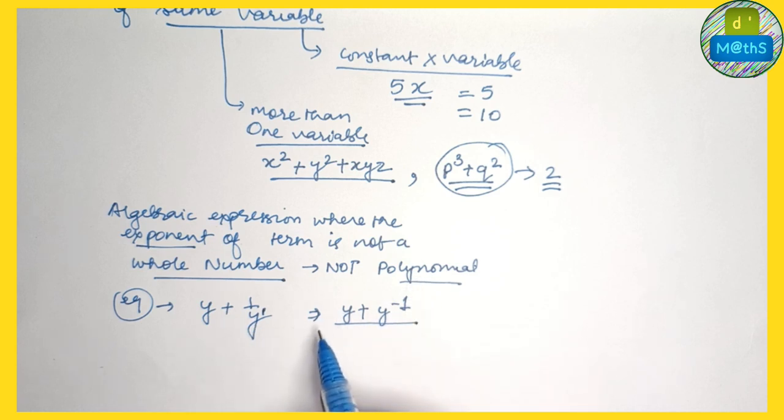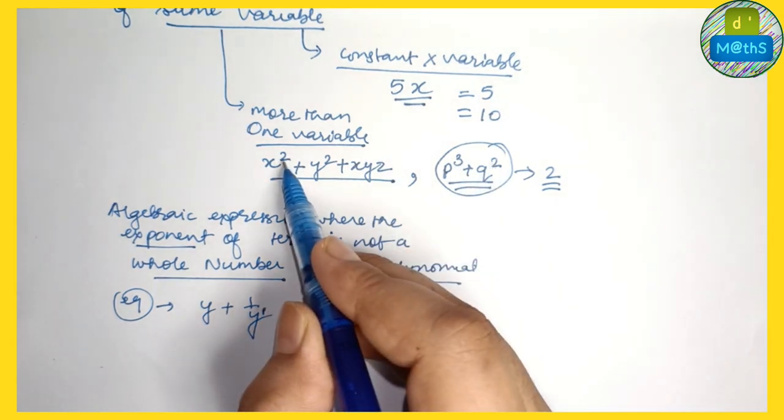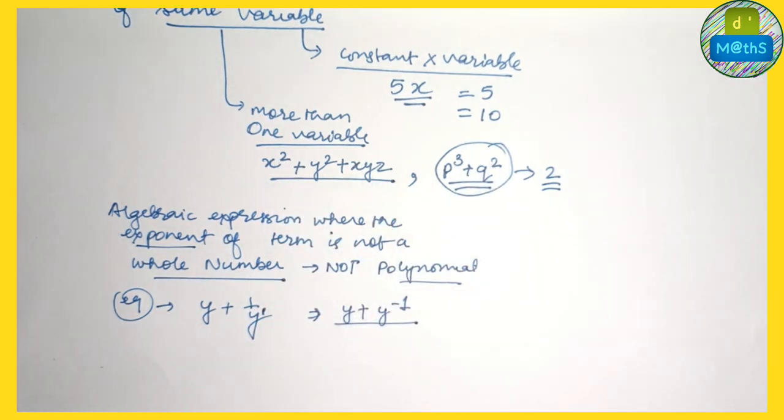Where powers are given as whole numbers, such as 3, 2, or 1, anything that is not negative or decimal, that will be considered a whole number. So if the power is given as a whole number, then that will be considered a polynomial. And this one is not a polynomial.